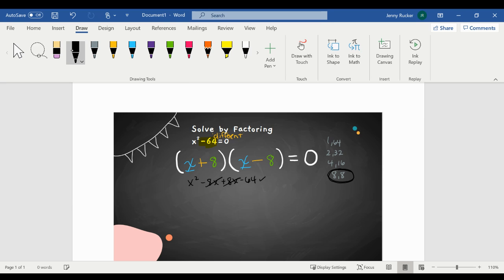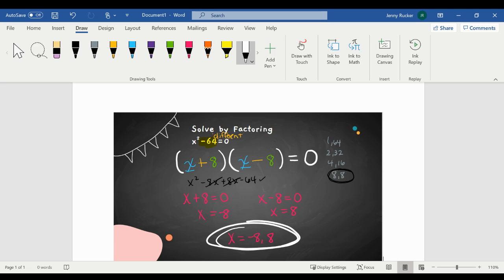Now that we know we have factored this correctly, we can use our zero product property to solve. So x plus 8 is equal to 0. x minus 8 is equal to 0. So we would subtract 8 and get x is negative 8. We will add 8 and get x is 8. So we end up with the solutions negative 8 and 8.